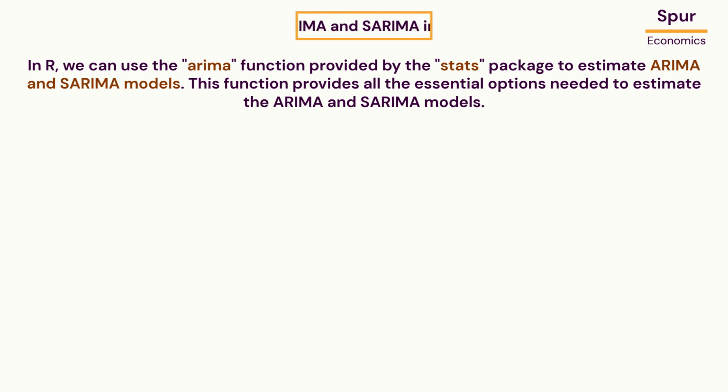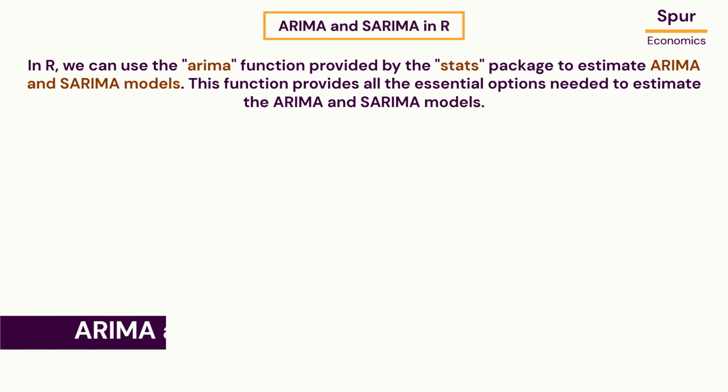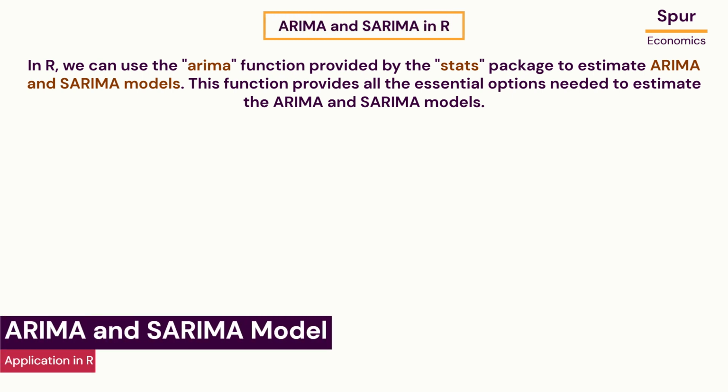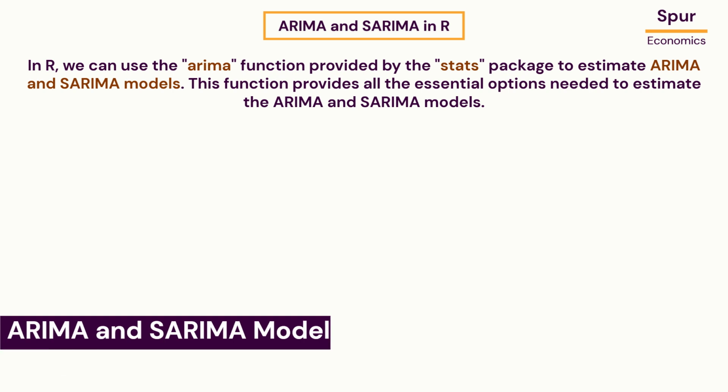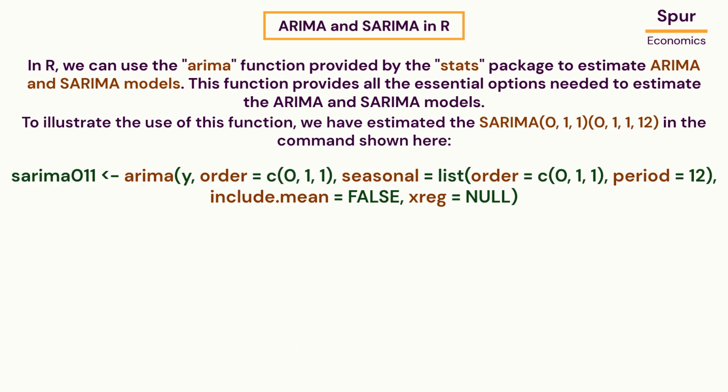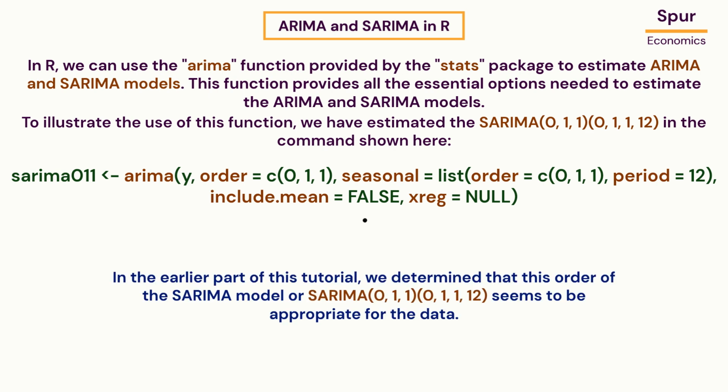In R, we can use the ARIMA function provided by the stats package to estimate ARIMA and SARIMA models. This function provides all the essential options needed to estimate the ARIMA and SARIMA models. To illustrate the use of this function, we have estimated the SARIMA (0, 1, 1) by (0, 1, 1) in the command shown here. In the earlier part of this tutorial, we determined that this order of the SARIMA model seems to be appropriate for the data.